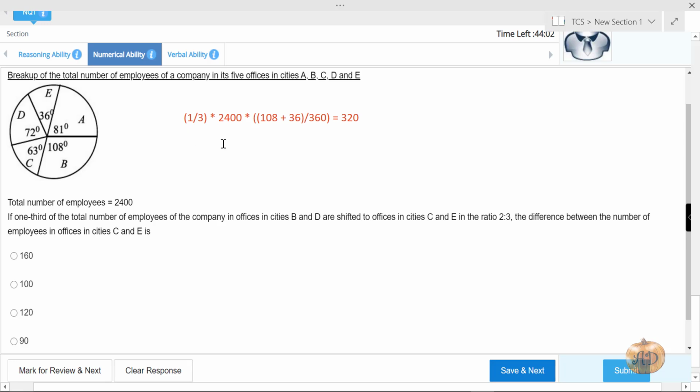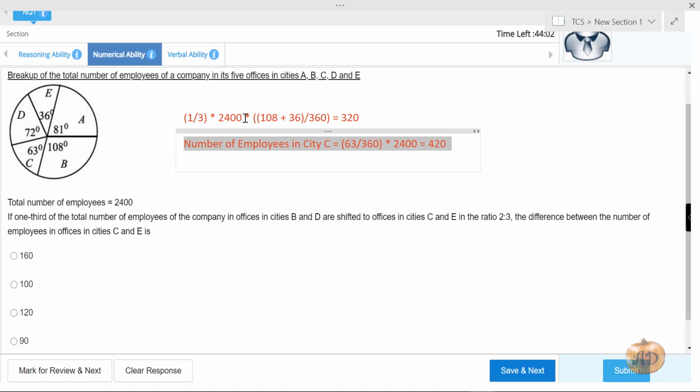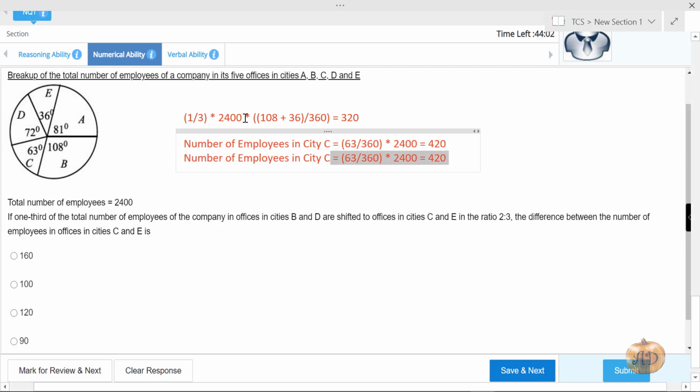Okay. So now you have to find out the number of employees in city C. So what's that? That is simply 63 divided by 360 times the total number of employees. So that is 420. Then we have to find it for city E. What is city E? It is 36 degrees divided by 360, that is the degree of the complete circle, and then the number of employees in city E is 240.